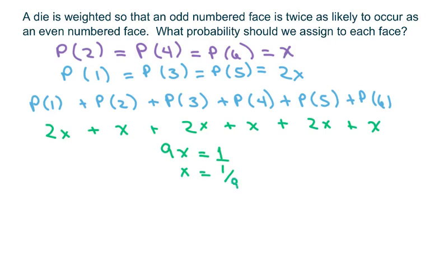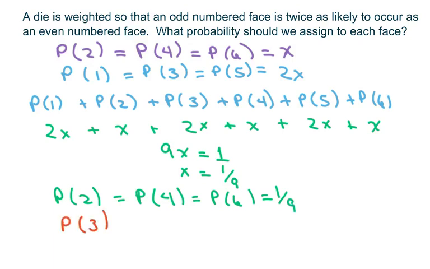So the probability of an even number, 2, 4, or 6, equals 1/9. And the probability of your odd numbers, which would be 1, or 3, or 5, would have to be 2/9.